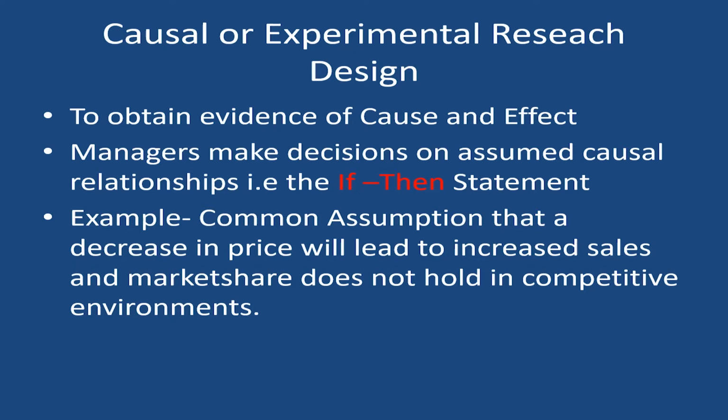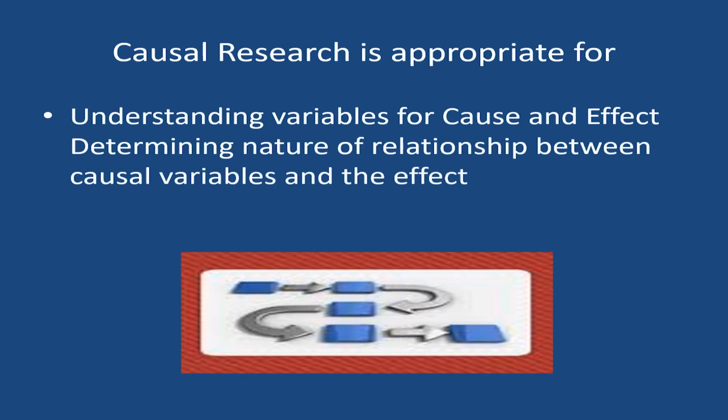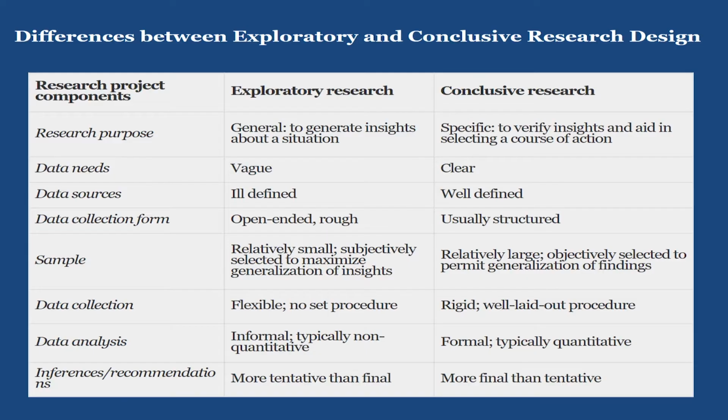Causal research is appropriate for purposes like: number 1, understanding which variables are the causes, that is, independent variables, and which variables are the effects or the dependent variables of a phenomenon. The second is determining the nature of relationship between the causal variables and the effect to be predicted.